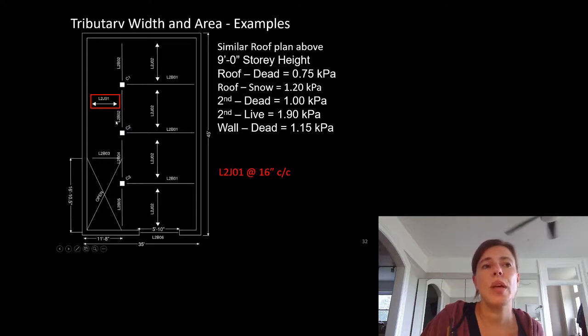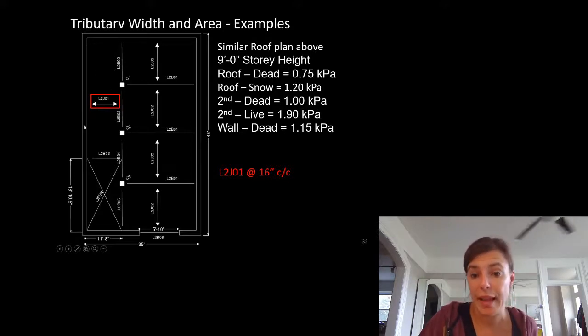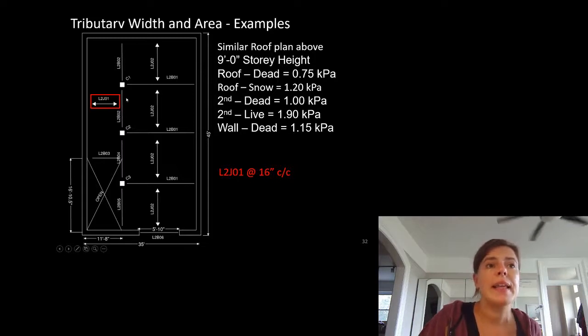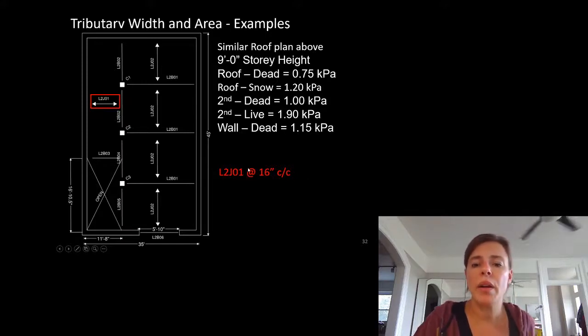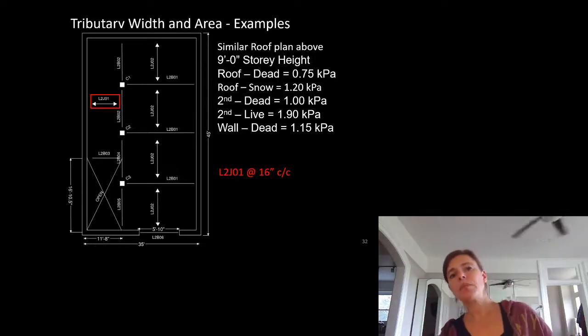inches on center. So they've told us that there's one of these joists spanning from here to here every 16 inches. The reason they did that is rather than draw a line here and here and here, drawing a line every 16 inches and really cluttering up this drawing, they've made that note instead. So they've said L2J01 at 16 inches center to center. And we want to know what the tributary width of that is.